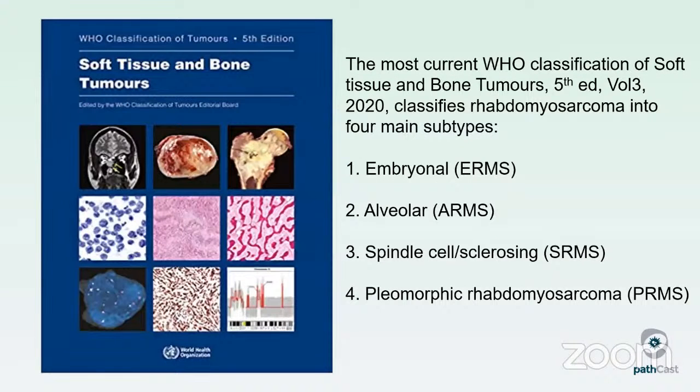Currently, the most recent edition of the WHO classification of soft tissue and bone tumors, the 2020 version, classifies rhabdos into four main subtypes. The top two, embryonal and alveolar, are the ones that most of us are familiar with, and the spindle cell sclerosing and pleomorphic rhabdomyosarcoma are probably less familiar to pathologists.